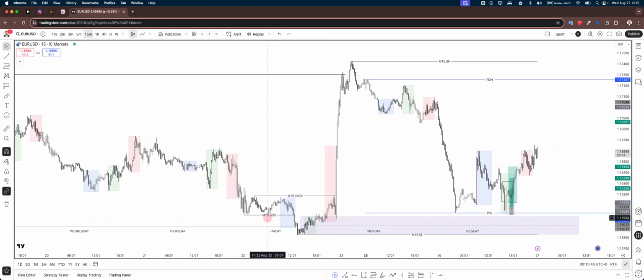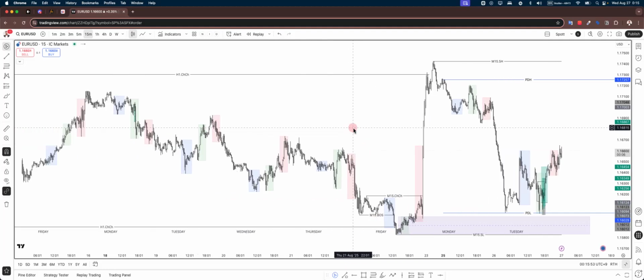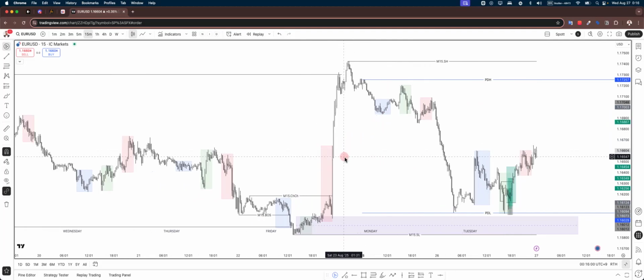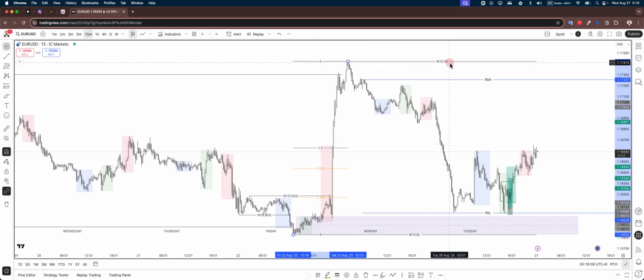So here we have the breakout structure to the downside, followed by a change of character to the upside, right? Which aligned with the H1 time frame as we just saw. And then if we take the Fibonacci again, we'll see the same thing. Up in here we have our M15 swing high, and down here we have our M15 swing low.